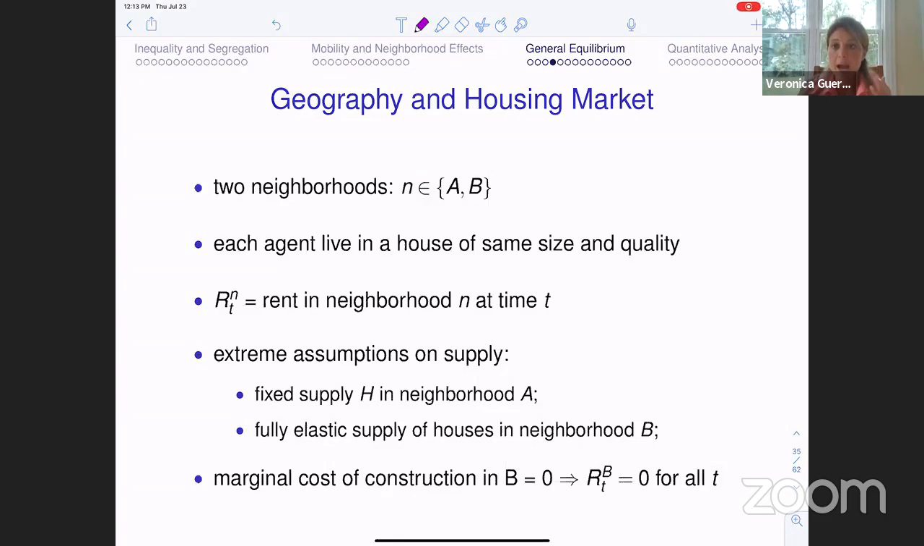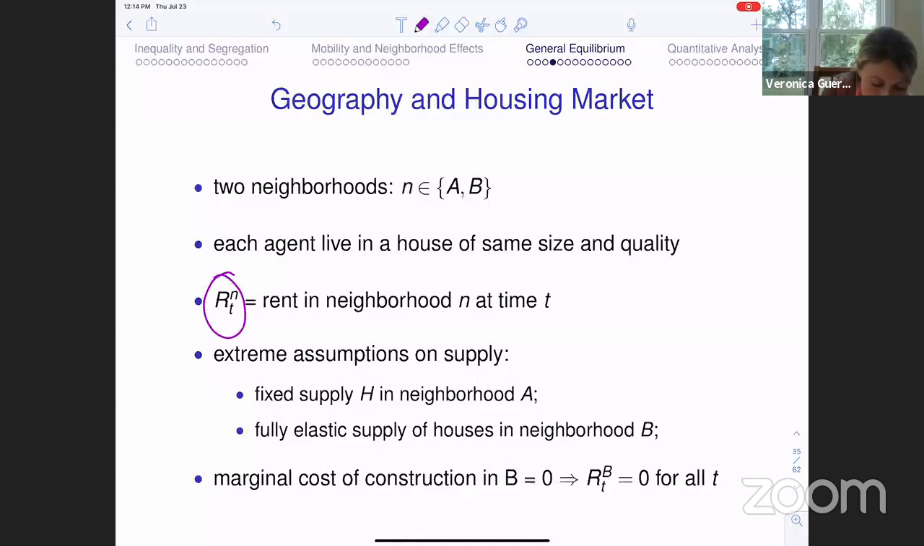We simplify the housing side and the geography side a lot to get some mileage out of the segregation and so forth. Of course, we could enrich the model with multiple neighborhoods and with a housing dimension and so forth. I think those would be interesting extensions. But here, let me give you the baseline model and the main result with this baseline.